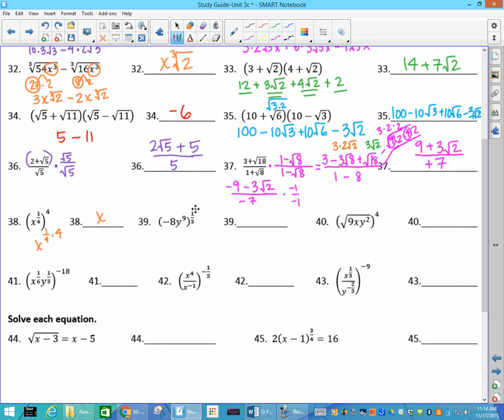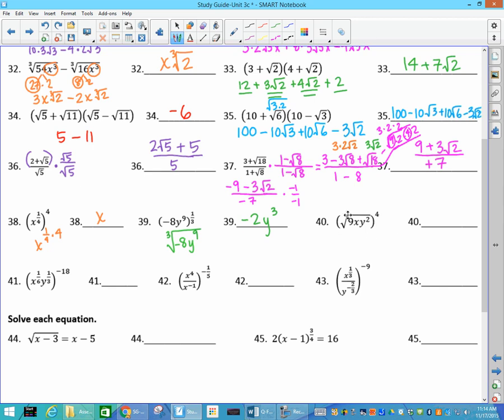Okay? This is the same thing as the cube root of negative 8y to the ninth. So the cube root of negative 8 is negative 2, and the cube root of y to the ninth is y to the third. So that wasn't so bad.